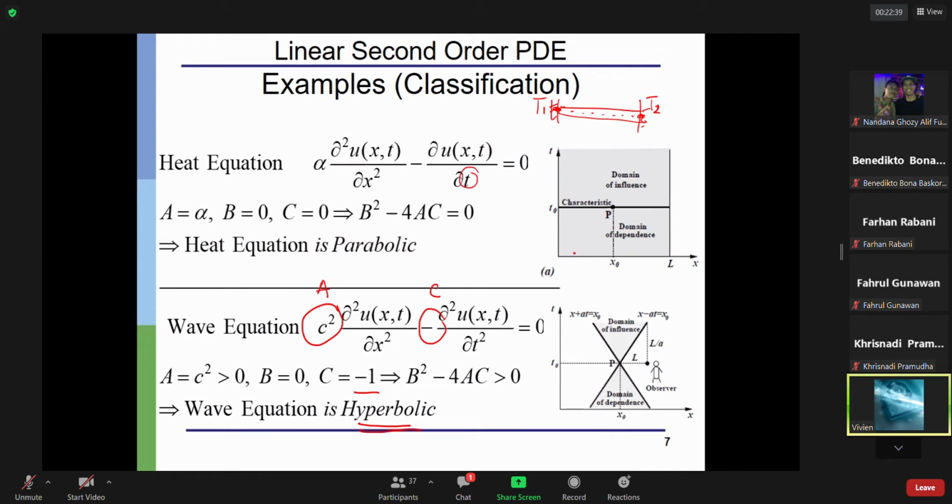So if we want to, for example, give a disturbance at one point P, the disturbance here is given at a certain location, which is x0. So we give a disturbance at x0, and this disturbance is given at a time of t0, for example. The disturbance is given at time t0.